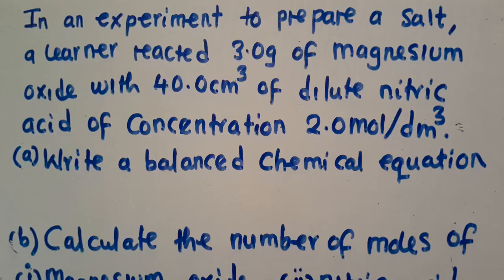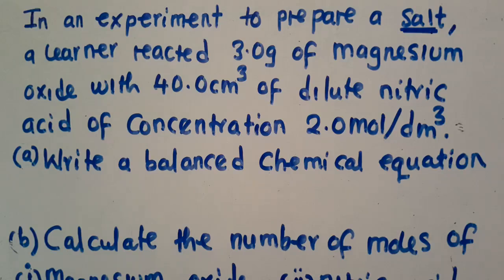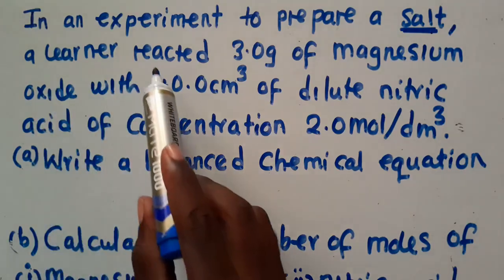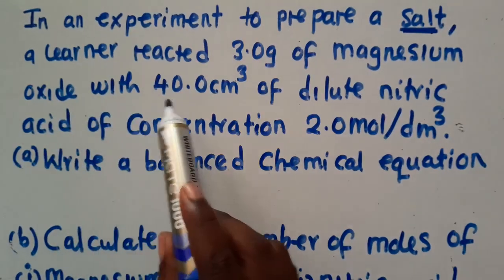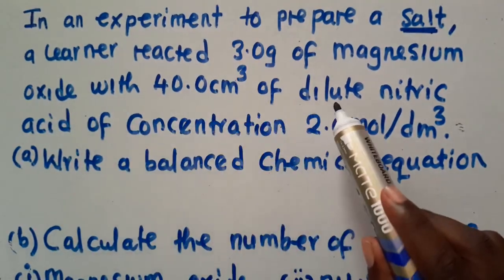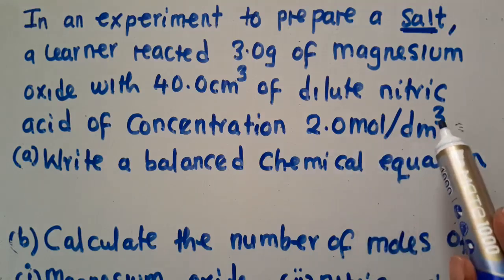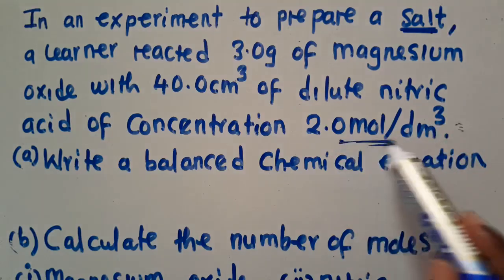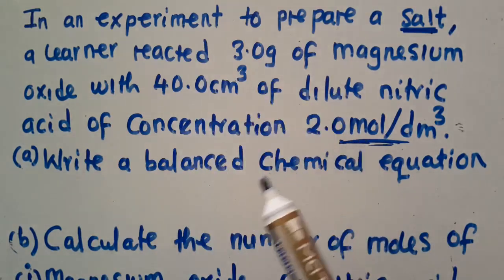So we are having this question that is saying, in an experiment to prepare a salt, a learner reacted 3.0 grams of magnesium oxide with 40.0 centimeters cubed of dilute nitric acid of concentration 2.0 moles per decimeter cubed. This is the concentration. Then the first question is saying, write a balanced chemical equation. How can we write a balanced chemical equation for this reaction that is above there?